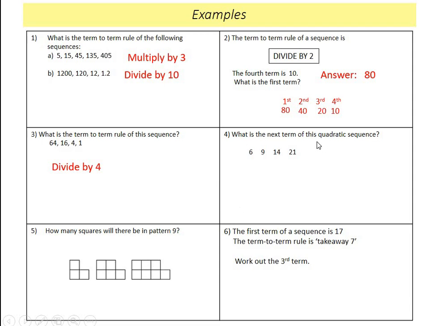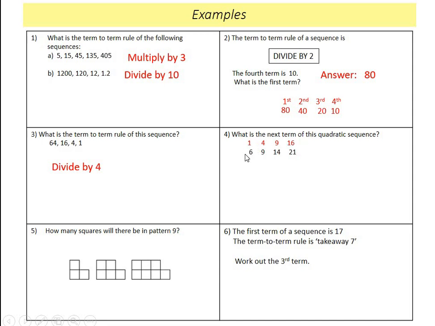Now number 4 uses one of those definitions we looked at earlier. We're asked to find the next term of this quadratic sequence. Now if you remember, a quadratic sequence uses square numbers, but the numbers given to me aren't square. I'm going to write down my first 4 square numbers to help me with this. 1 squared is 1, 2 squared is 4, 3 squared is 9, 4 squared is 16.